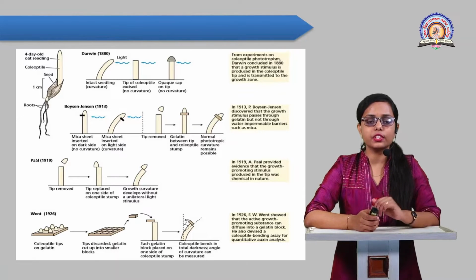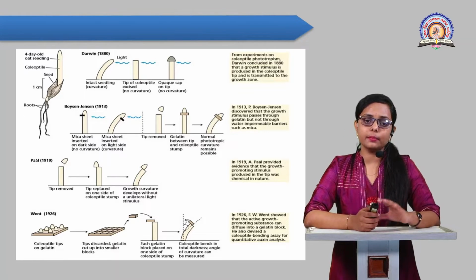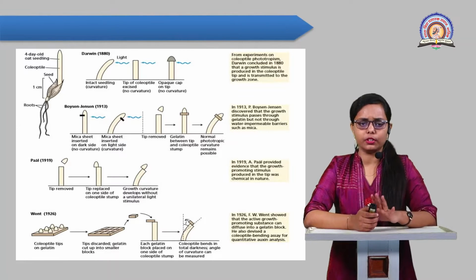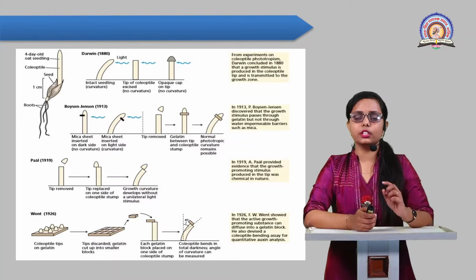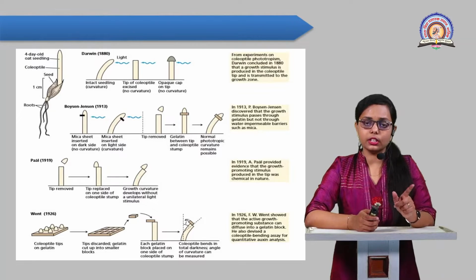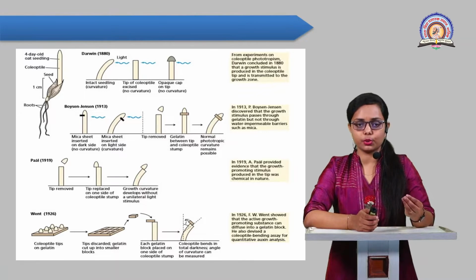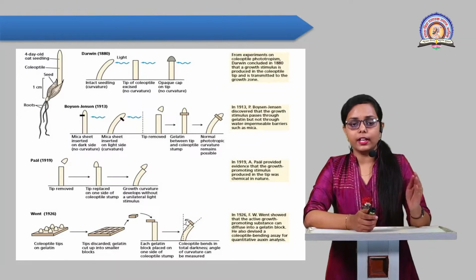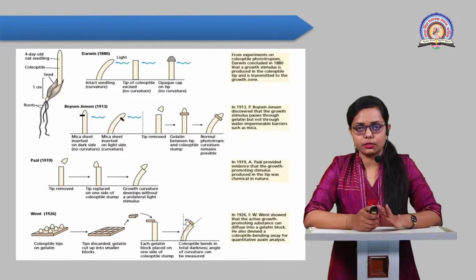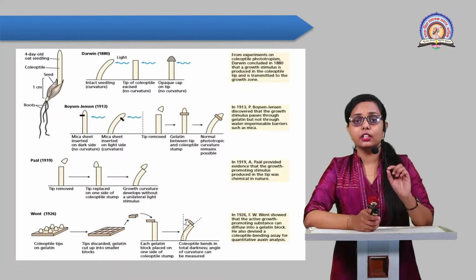So after excision of this particular tip, they put an opaque cap on it. An opaque cap, which does not have any hormone or chemical, just a simple opaque cap, and there was no curvature. That particular coleoptile didn't bend towards the sunlight. So by this experiment, we can conclude that there is some chemical compound or growth substance at the tip region. Okay, why? Because when they removed the tip and kept the opaque block on it, there was no curvature. The coleoptile didn't bend towards the sunlight. So there is something at the tip.